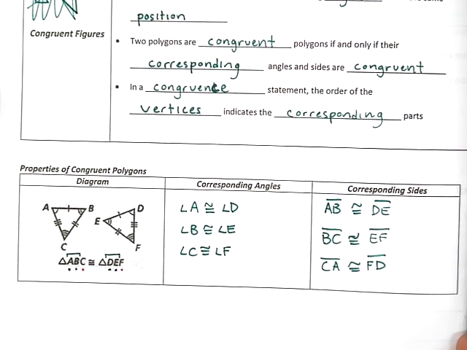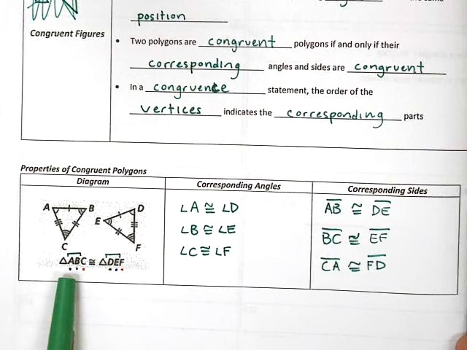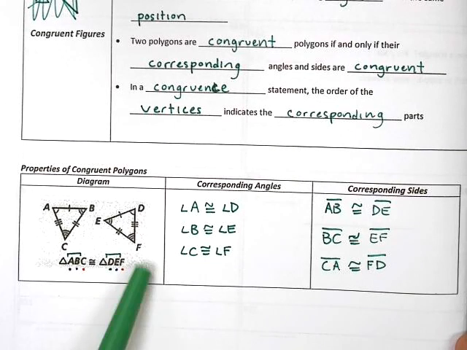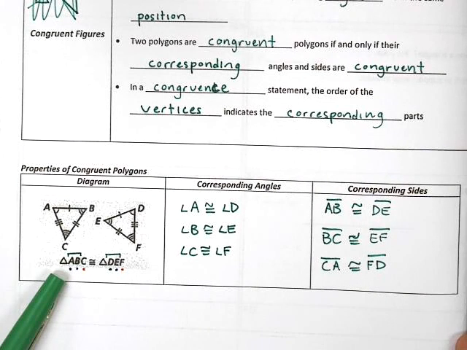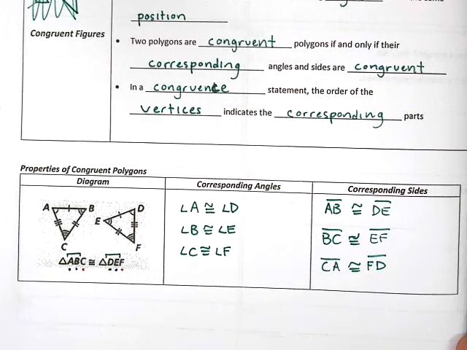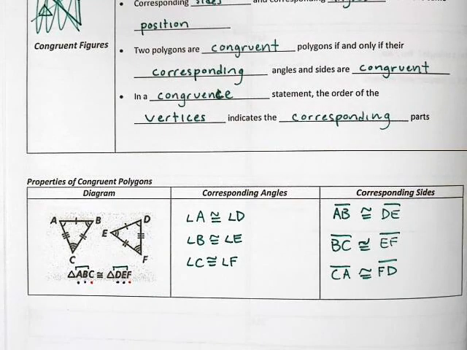Okay, now I'm not going to go through every example there, but I need you to know that just having this right here is enough to come up with your corresponding angles and sides as well. All right, let's move on.